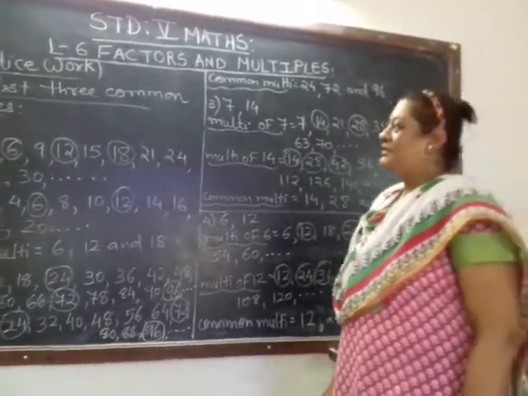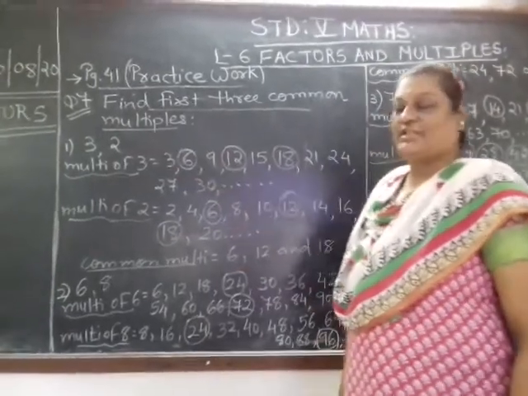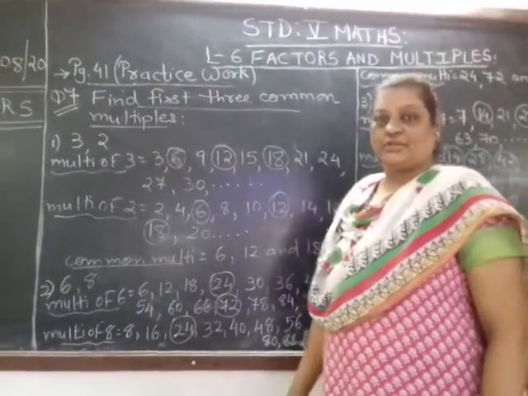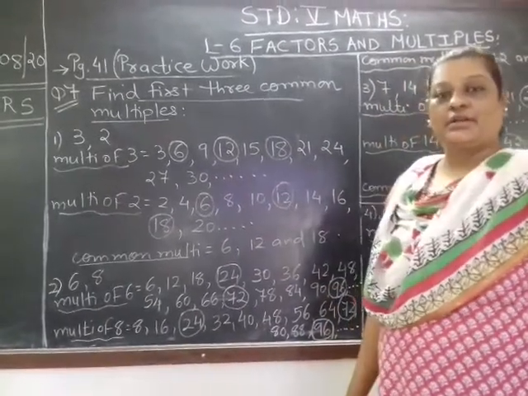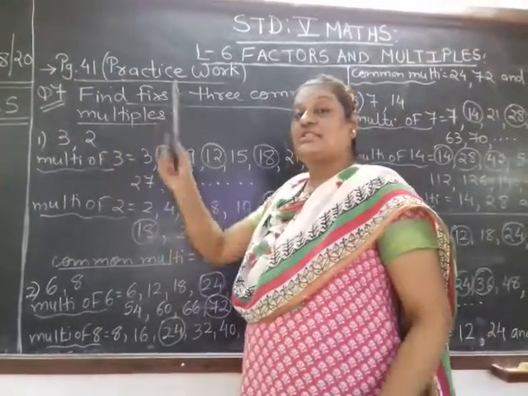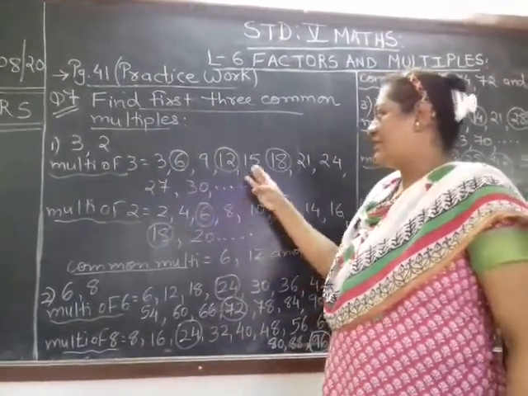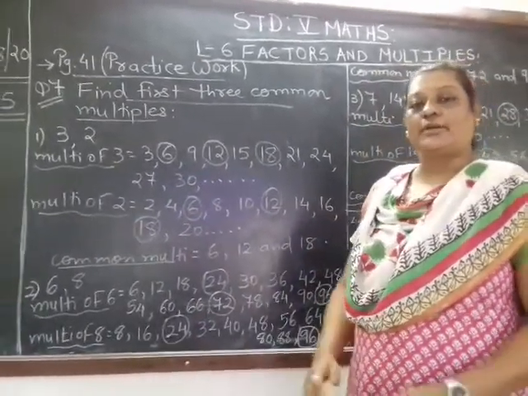Okay, finding first three common multiples. Moving on to practice of page 41, question number 7. Firstly, we had seen about the factors. Here we are going to see the multiples. Multiples are nothing but the tables of a particular number given. Here you have to find first three common, means first three which are repeated in both the numbers have to be the first three common multiples.